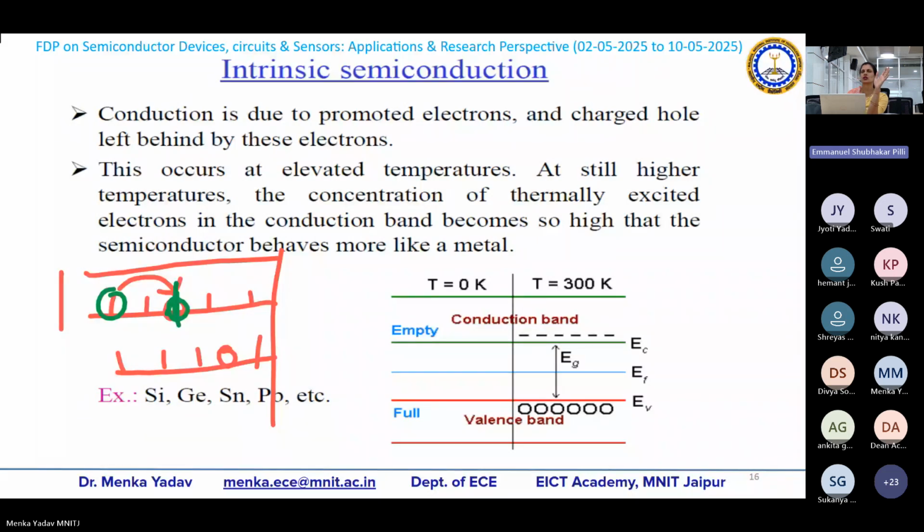Then there is no failure. Electrons and holes which are combining together, there is no structure left. We call this recombination. And if the temperature is going to increase, it means there is a generation of electron and hole pairs.